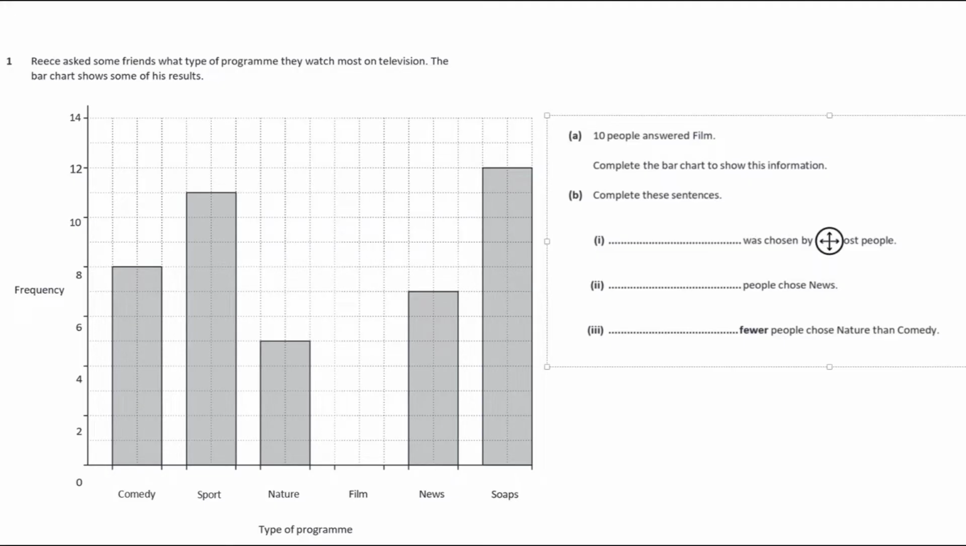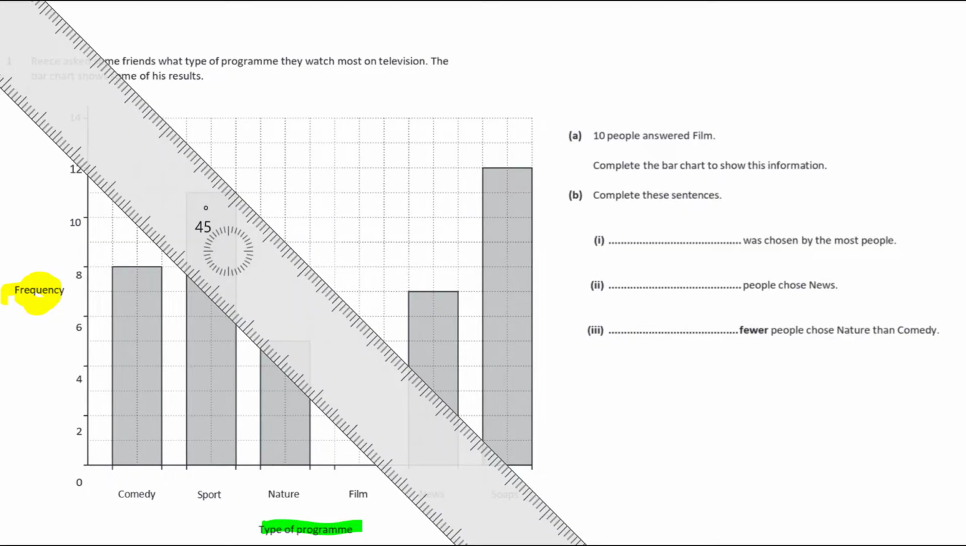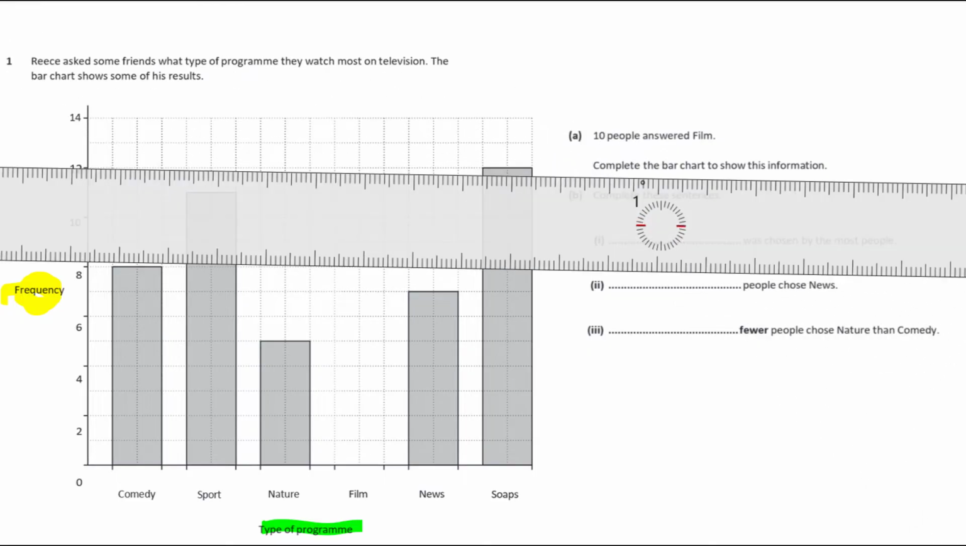So we can see on the left hand side we've got frequency, and underneath we've got type of program, and we've got comedy, sports, nature, film, news and soaps. Question A says 10 people answered film. Complete the bar chart to show this information. Okay, so on film it's actually missing the bar at the moment. So we're going to fill this one in.